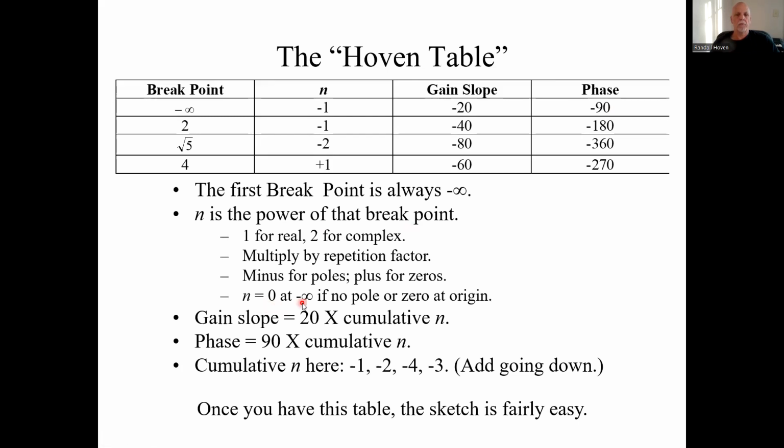And let's see. If there were not a pole or zero at the origin, this n here would be 0. But because there was a pole at the origin, that was minus 1 in this case. And look at the cumulative thing. The cumulative n, that's what these guys are based on, the cumulative n going down.